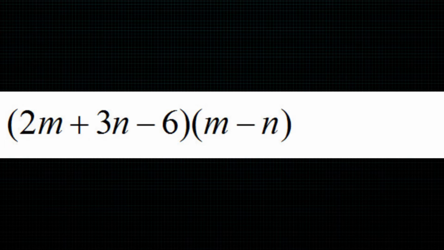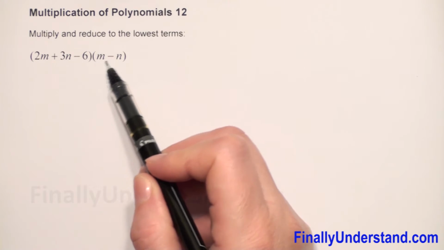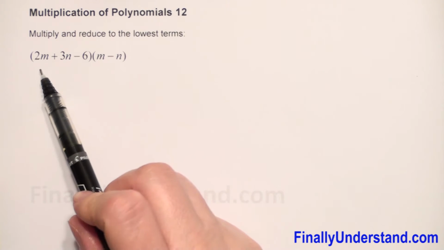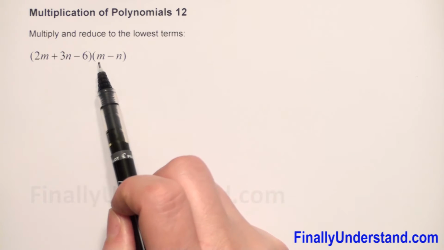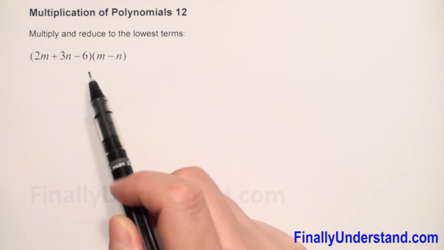We have multiplication of polynomials. In the first parenthesis we have a trinomial, and in the second parenthesis we have a binomial because we have two terms. How do we do multiplication of polynomials? We have to multiply every expression in the first parenthesis by every expression in the second parenthesis.